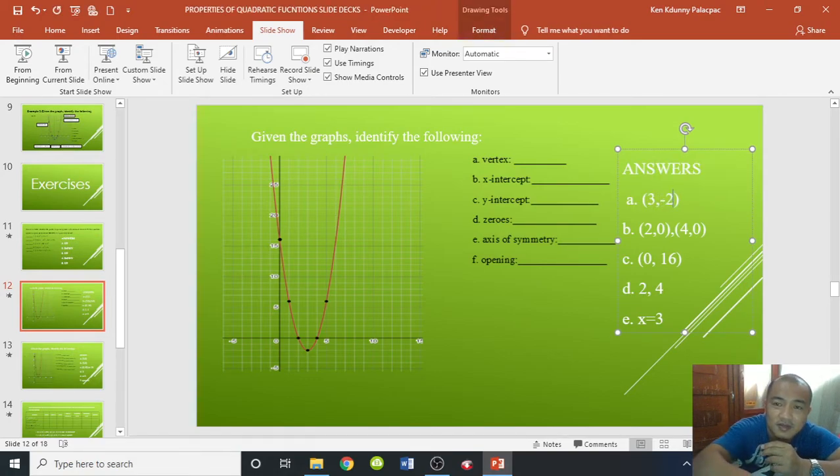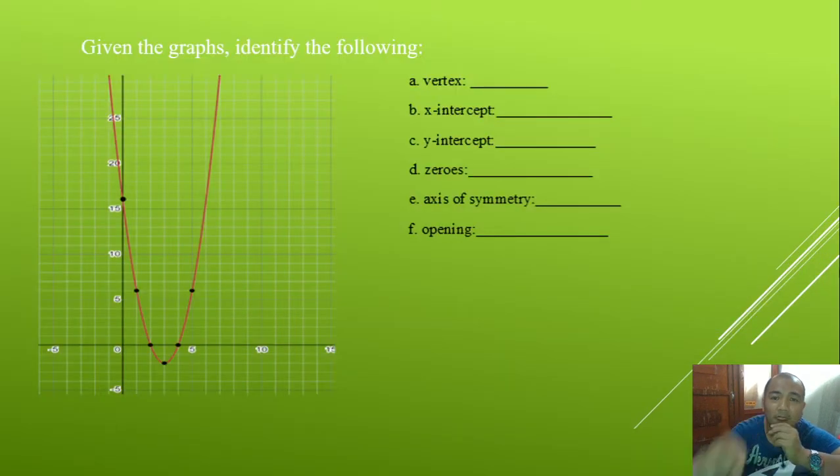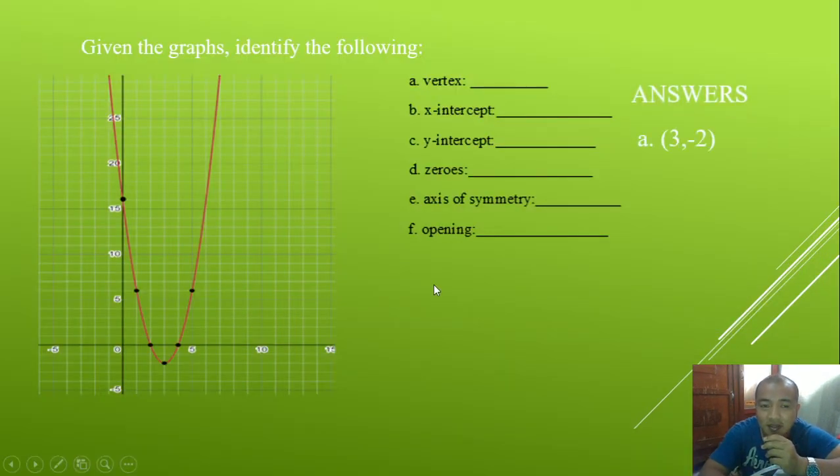Let's change that. Sorry about that. So the vertex is located at the point 3, negative 2 in quadrant 4 here. 1, 2, 3, and negative 2. Yes. For the x-intercepts, the points of intersection between the parabola and the x-axis, 2, 0 and 4, 0, correct. For the y-intercept, the parabola intersects the y-axis at 0, 16, or simply 16. For the x-intercepts, you can say 2 and 4. How about the zeros? 2 and 4.